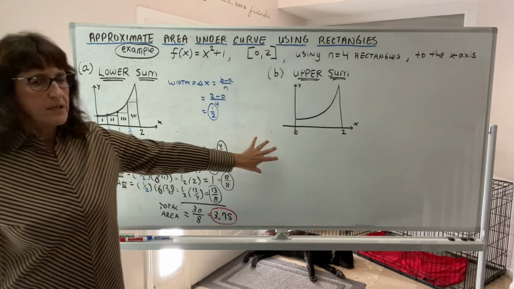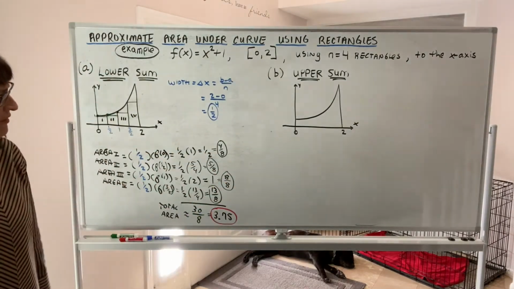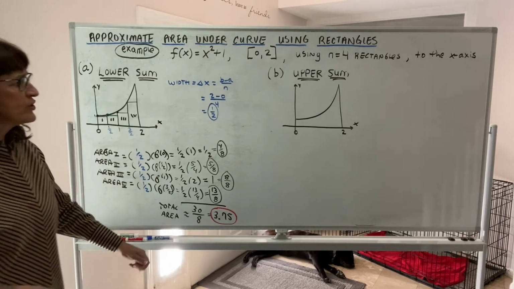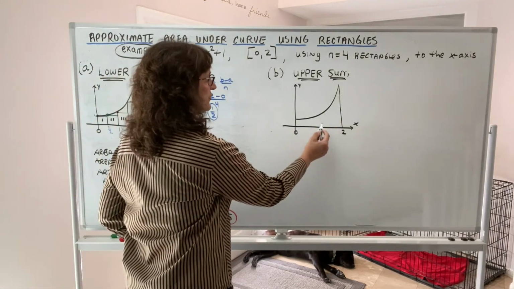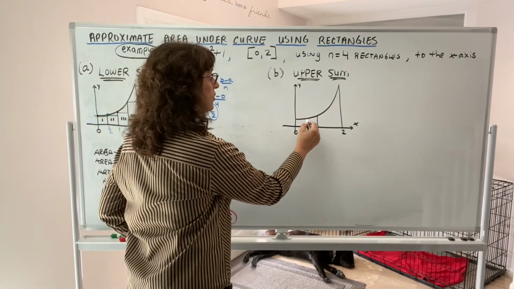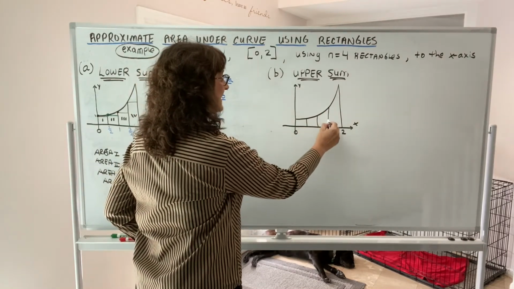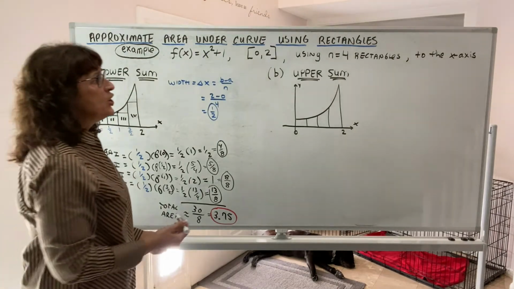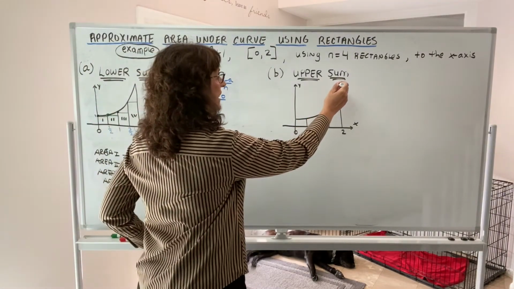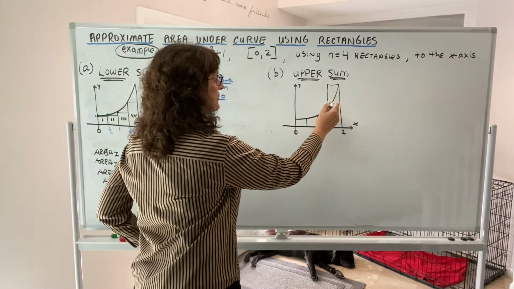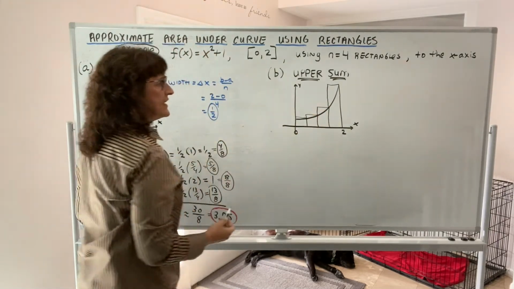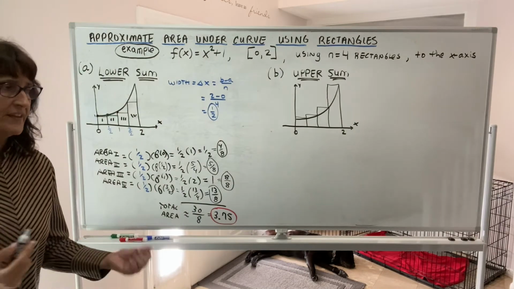Now let's go ahead and compute the upper sum. Upper sum means we want the rectangles to be circumscribed. So let's start by taking our interval 0 to 2, and we're going to break it into 4 equal subintervals again. We're going to use 4 rectangles, but this time we're going to let our rectangles fall outside the curve. This is going to generate an area that's more than the exact area.